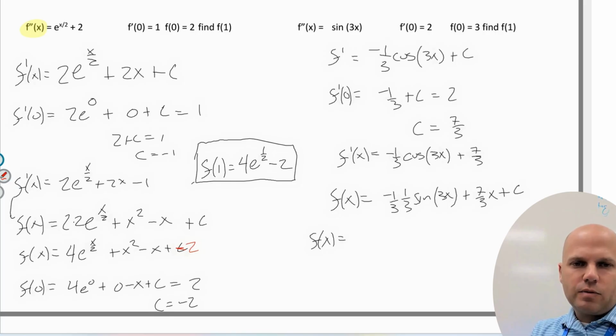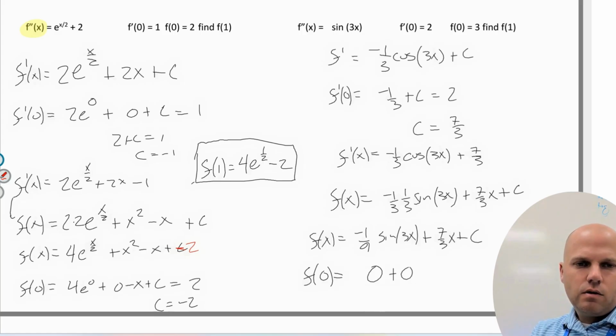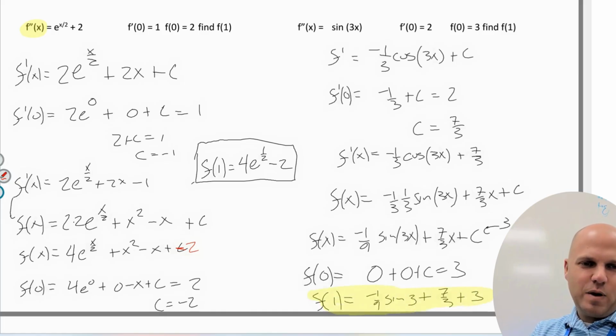So we have our expression for f of x. We have f of 0 is 3. Sine of 0 is 0. So f of 1, c is 3. F of 1 is -1/9 sine 3. No idea what that is. Plus 7/3 plus 3. And we're going to just say, like, there you go. That's free response. Don't simplify.